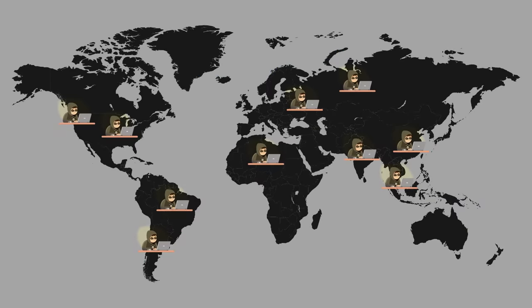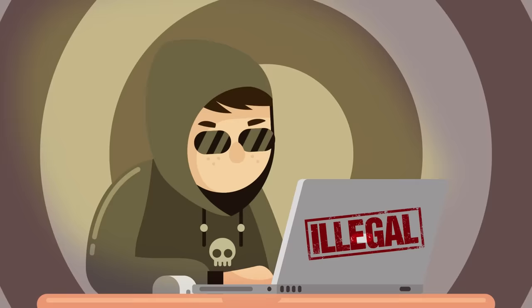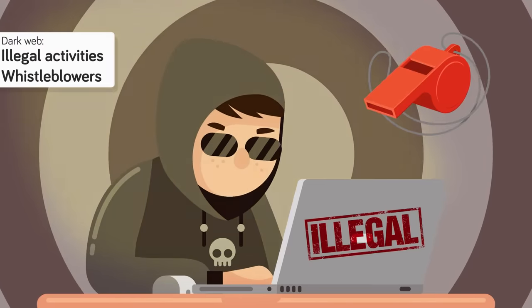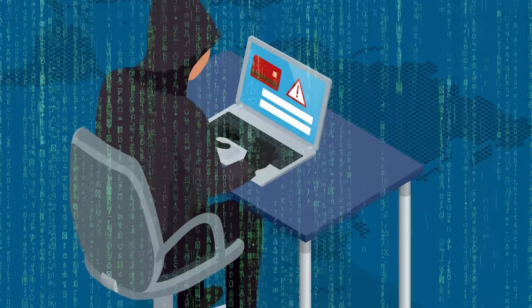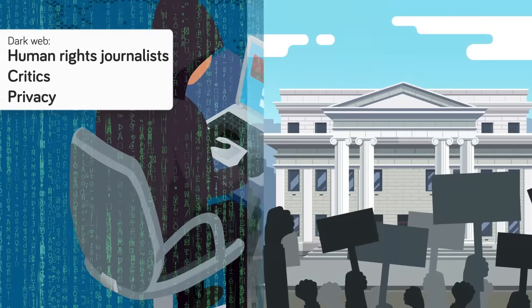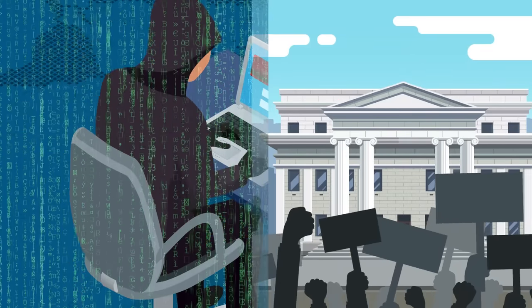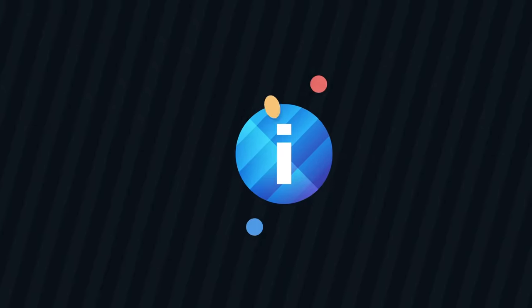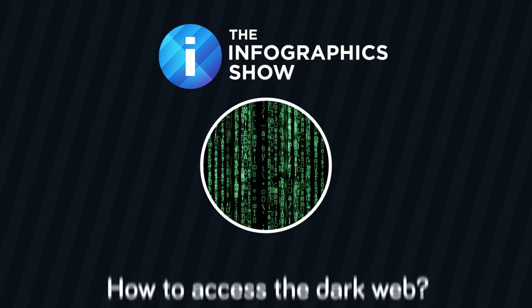If you've seen our shows on the dark web, you'll know some of the things you can find there. We've talked before about illegal activities happening there, but there's much more to this place. You might find whistleblowers in the dark web, perhaps fearful of their identity being uncovered. Human rights journalists might also publish here, with an understanding that their work can't be traced back to them. Critics of oppressive governments might air their concerns there, while others just want absolute privacy when talking to people about their health. Welcome to this episode of the Infographics Show, How to Access the Dark Web.